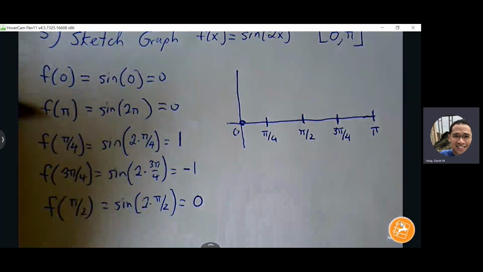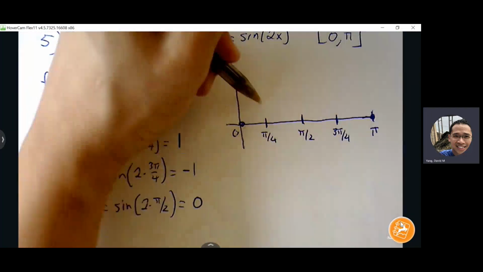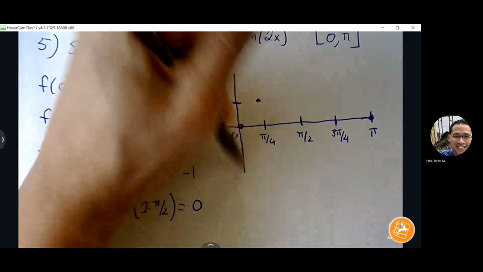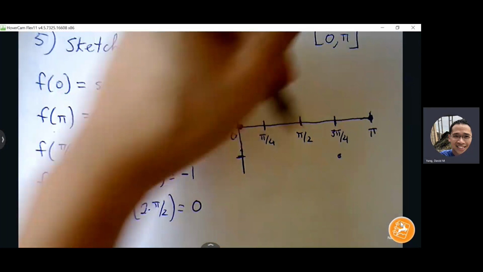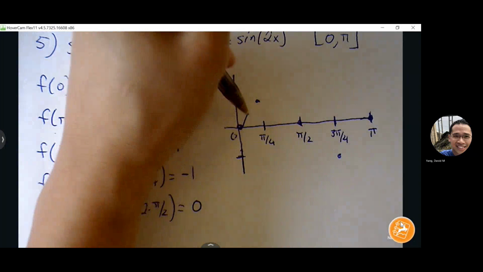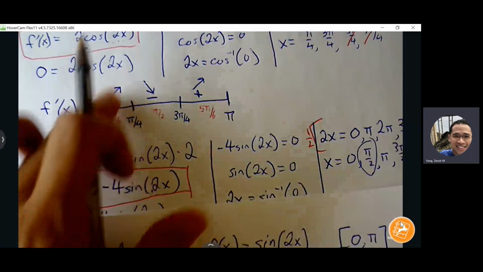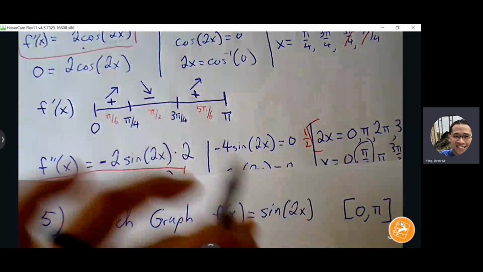Starts at 0, 0. Ends at pi, 0. Pi over 4 is at 1. 3 pi over 4 is at -1. Pi over 2 is at 0. Okay. Just by following the path of the graph, I know there's a relative max at pi over 4, relative min at 3 pi over 4. So rise, fall, and rise.